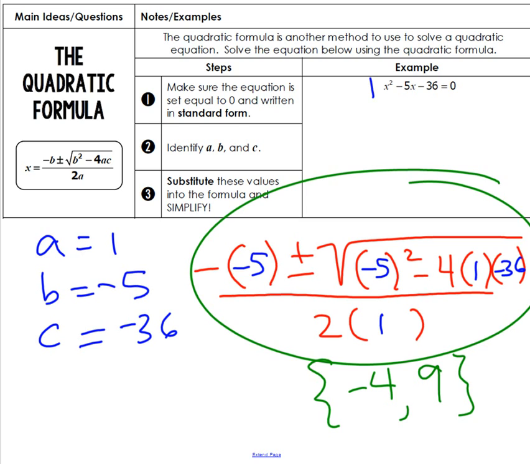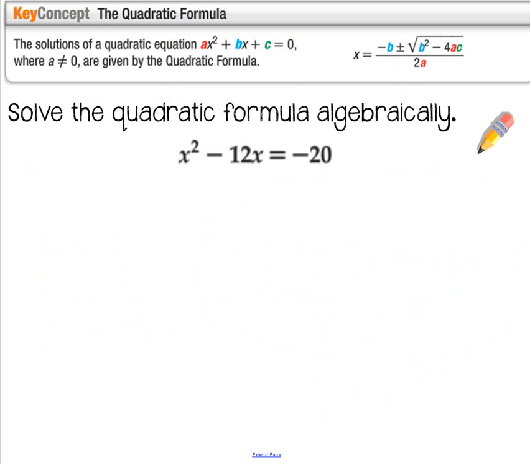Alright, one more. Okay, solve the quadratic form algebraically. Algebraically means you can't graph it and then just use inspection, right? You can't just graph it on a graph and say, oh, it crosses at 4, it crosses at negative 9. They're going to want you to either solve it by factoring, completing the square, or your new favorite method, using the quadratic formula. So let's get started.